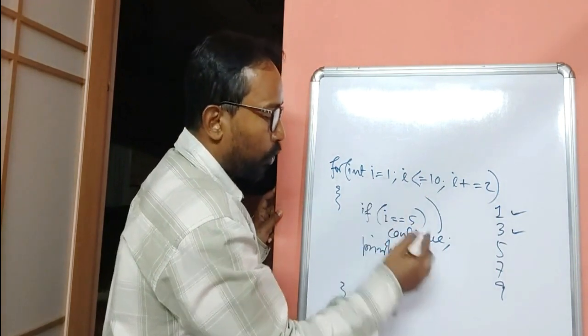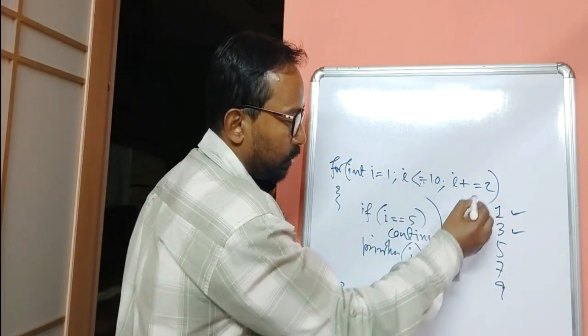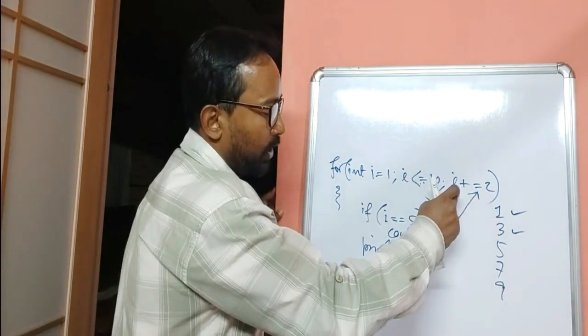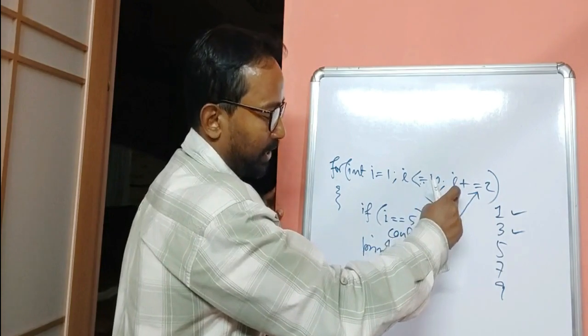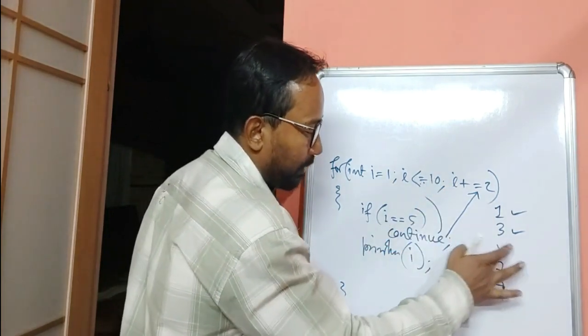Now here in for loop, continue will not send the control to this conditional expression. It will send the control to this update expression where the value of I will be updated by plus 2. That means 5 plus 2 for 7. That's why for 5 value of I, this print will not execute to print the value of 5.